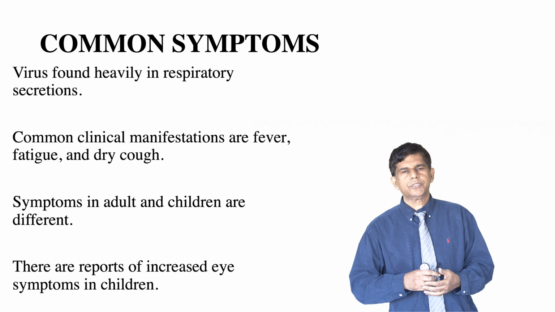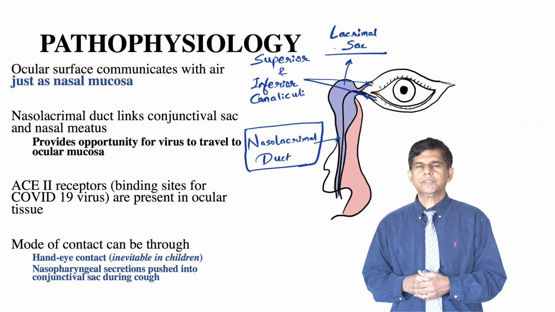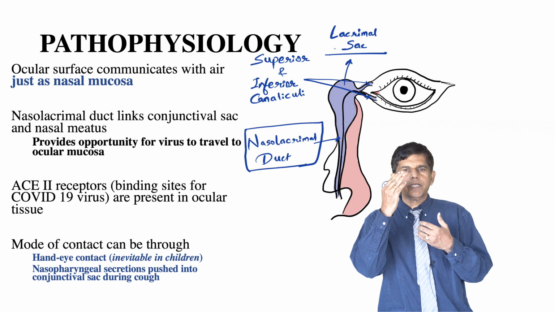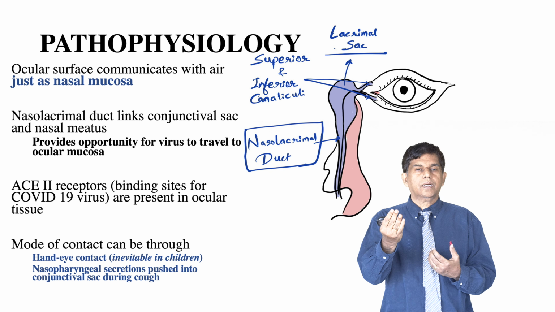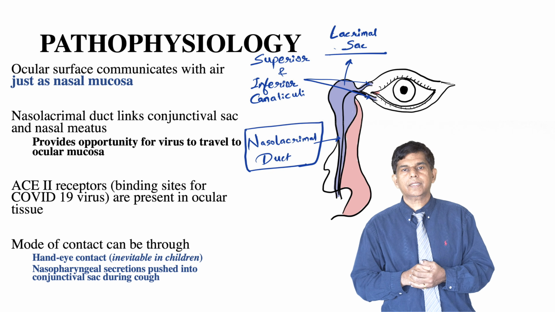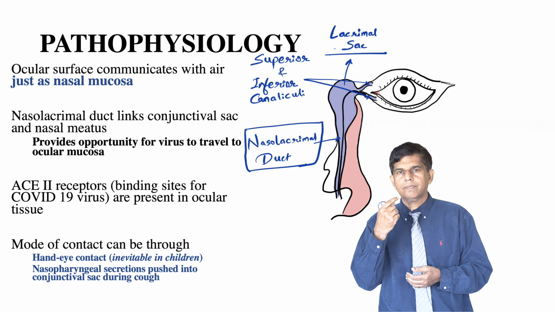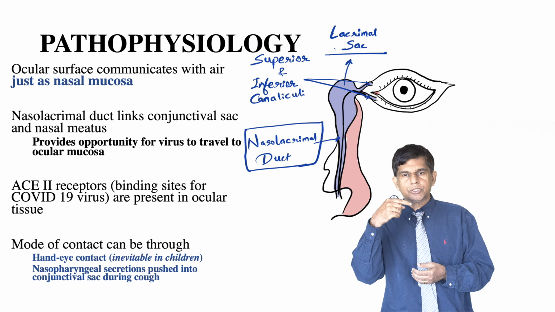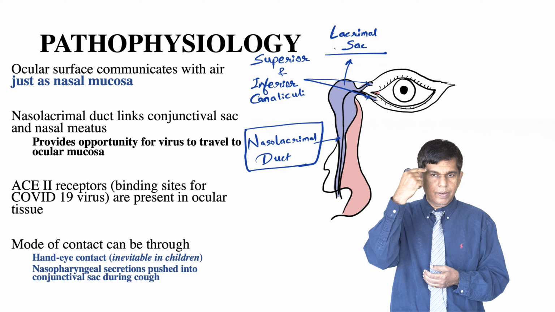So what is the pathophysiology? How does somebody get an infection in the eye with COVID? Just like COVID attacks all the surfaces, the ocular surface communicates with the air, just like the nasal mucosa. So all these particles or virus can come and hit the eye, since it's an open surface. And also you have the nasolacrimal duct. When you have symptoms in the nose, this nasolacrimal duct, we drew a nice picture, is connected to the eye, and this virus can travel to the eye also.